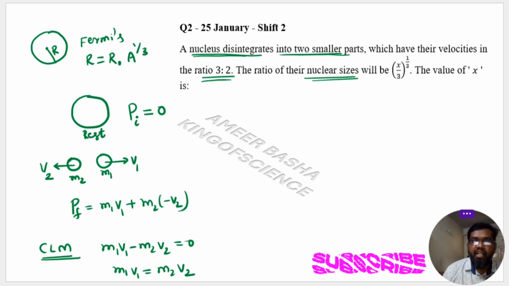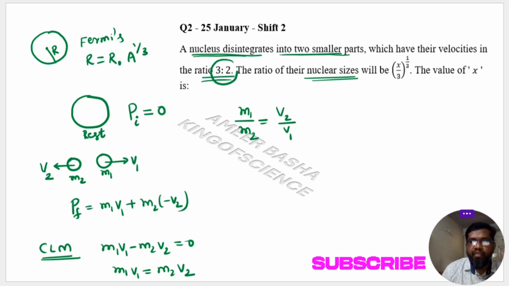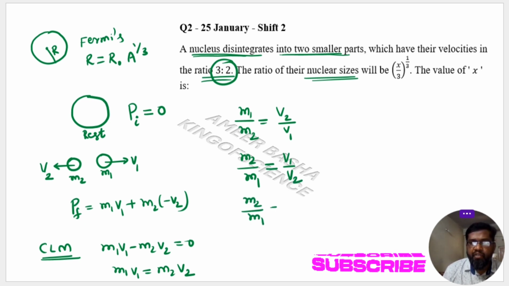So they have given the velocity ratio. So that means what I get here, M1 by M2 will be equal to V2 by V1. So V1 is to V2 is 3:2, then the reverse we need to write here. That is M2 by M1 will be equal to V1 by V2, whose value is 3:2.